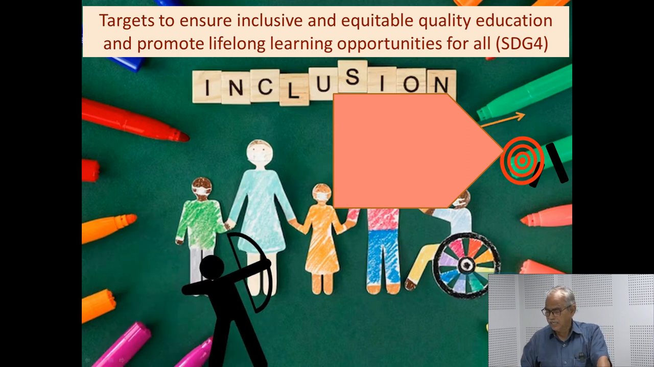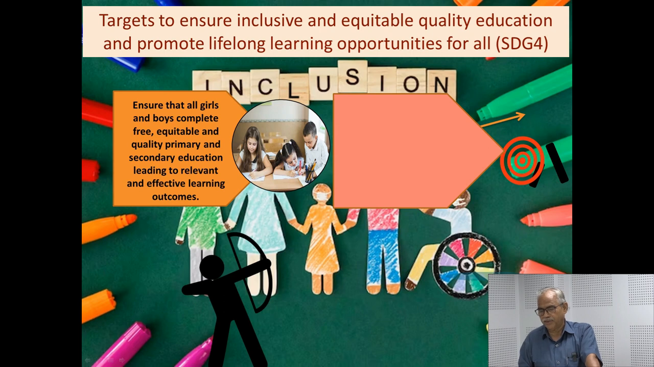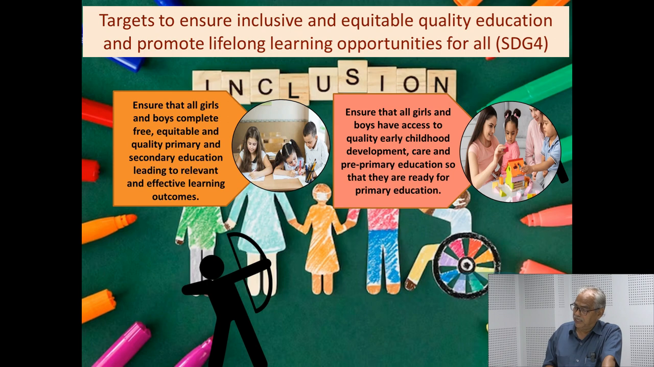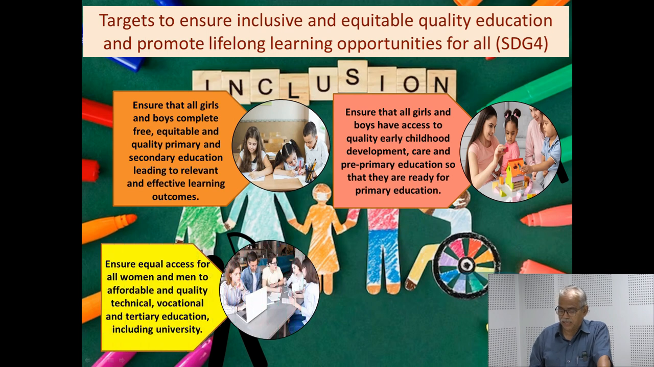So in this regard, if you see the goal of Sustainable Development Goal for Education, it talks about ensuring that all girls and boys complete free, equitable, and quality primary and secondary education, leading to relevant and effective learning outcomes. We should ensure that all girls and boys have access to quality early childhood development, which in the new education policy we have incorporated as preparatory education.